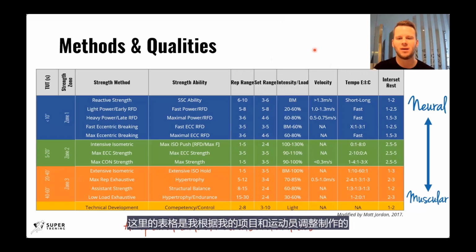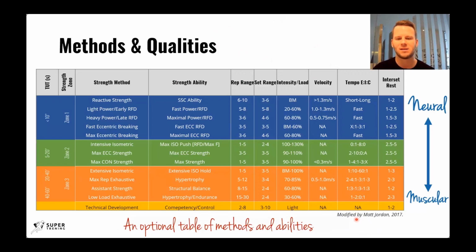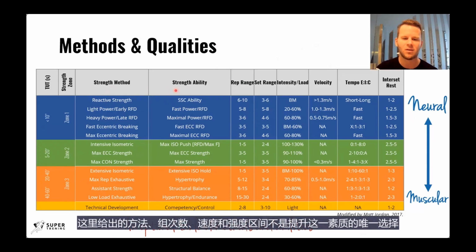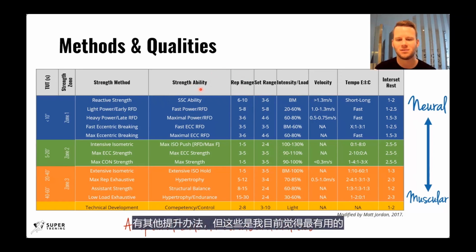So this is just an optional table that I have modified for myself, for my sports, for my athletes that I use. You can do it differently, again, in less detail or more detail, up to you. And always keep in mind, this is not the only method to improve this ability, and this is not the only rep range, set range, intensity and velocity to improve this quality. There are other ways. This is what I find useful currently. Maybe in one, two, three years, I will update it again after making different experiments and seeing different cases, and the table will probably look a little bit different.